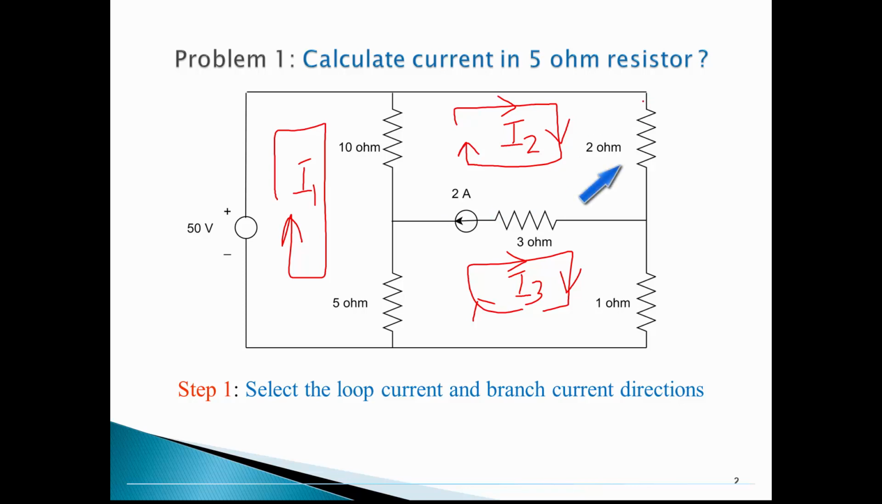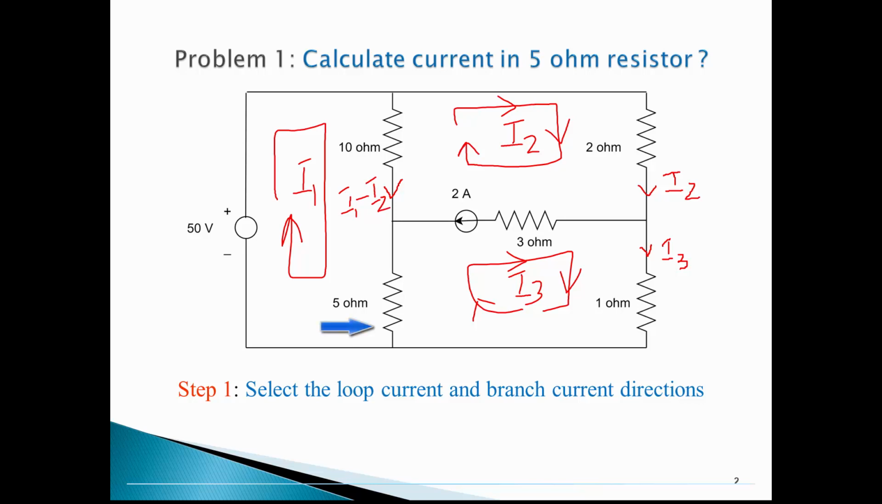Let me start from this 2 ohm. The 2 ohm has only I2, so this branch current is I2. And this 1 ohm resistor has only I3 current flow, so this is I3. Coming to this 10 ohm resistor, I1 current downward and I3 current upward. So let us fix downward direction of current flow. That means I am assuming I1 is greater than I2. So this is going to be I1 minus I2.